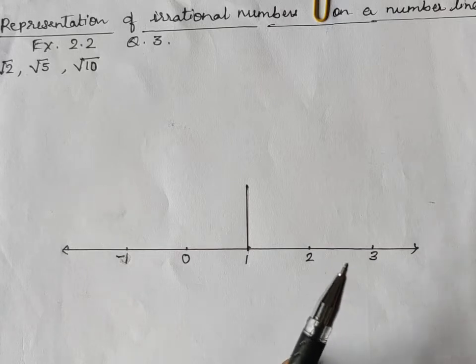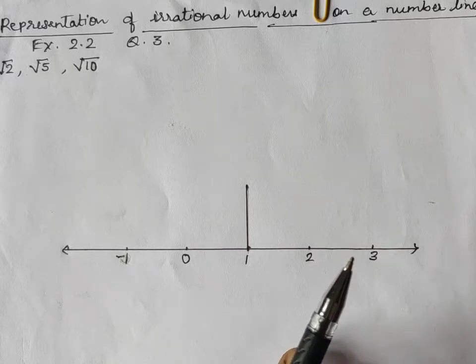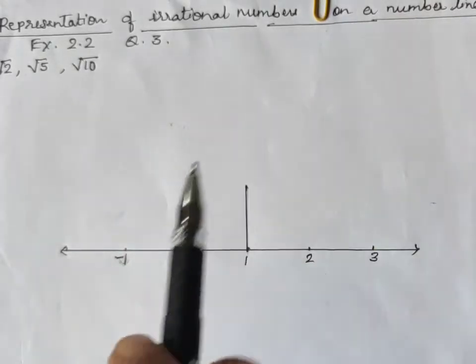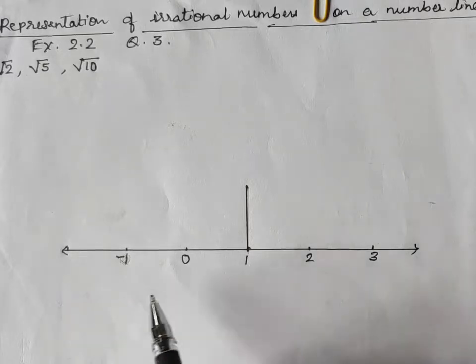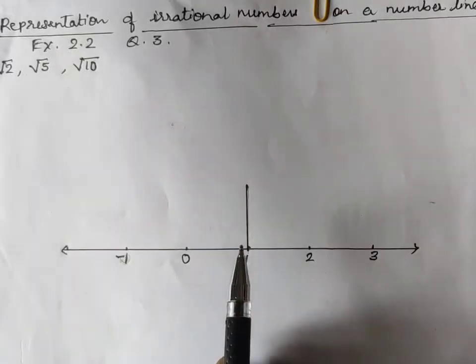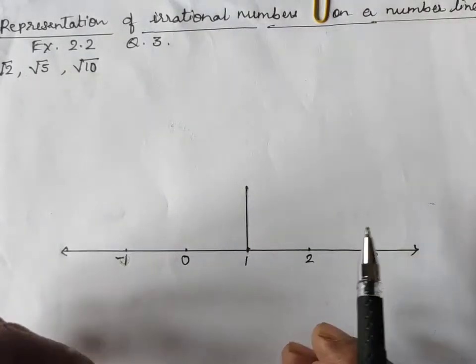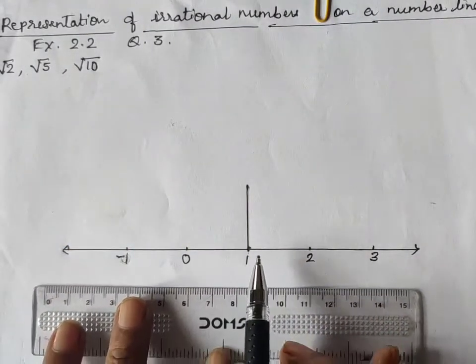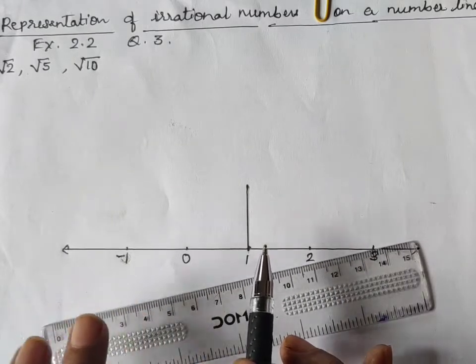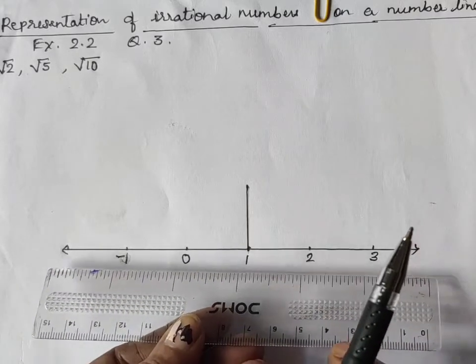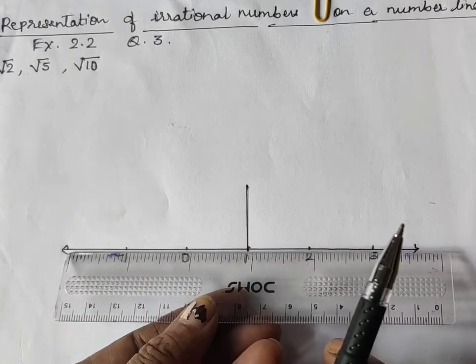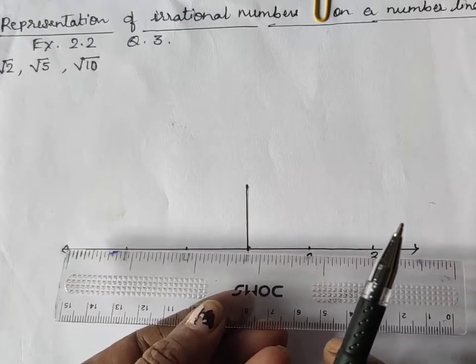See children, you know that between any two rational numbers there are infinite rational numbers. Now for the representation of an irrational number, first of all you will draw a number line, and then with the help of a scale you have to take a one unit gap. One unit gap means either you can take 1 centimeter or 1 inch. You only have to take one unit gap, as I have taken 1 inch here, and it means one unit.